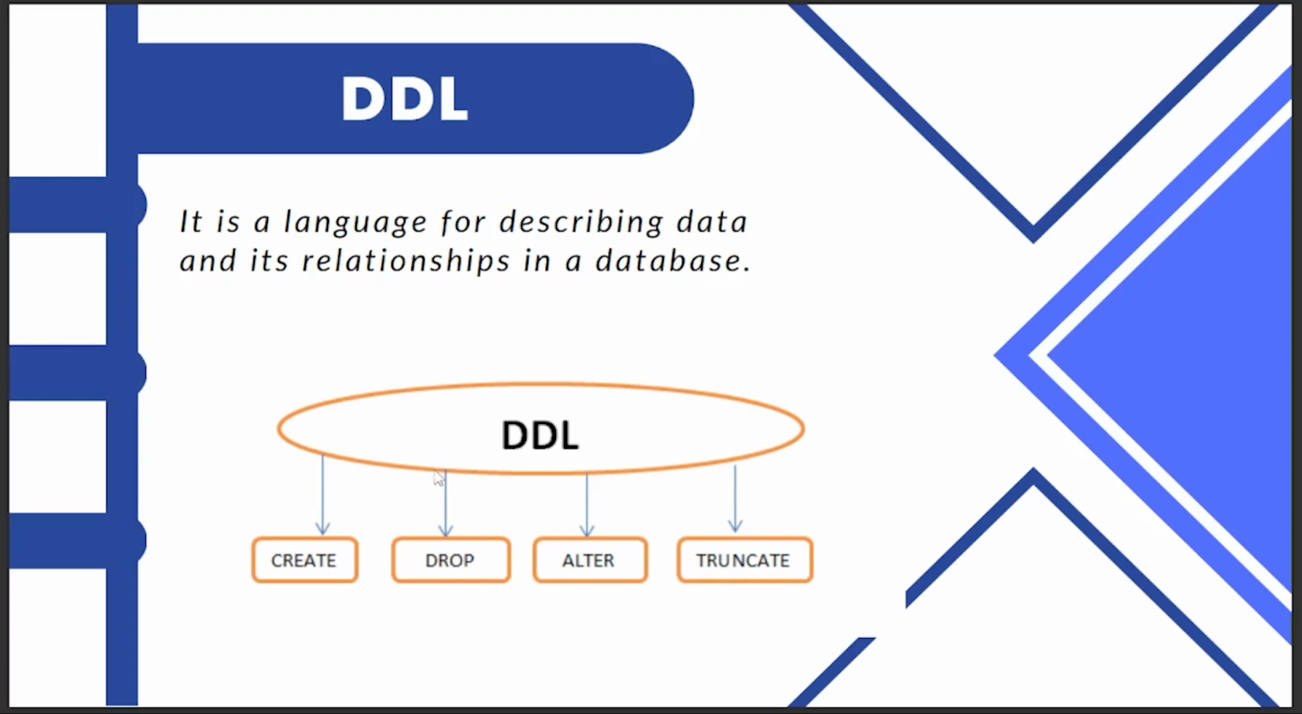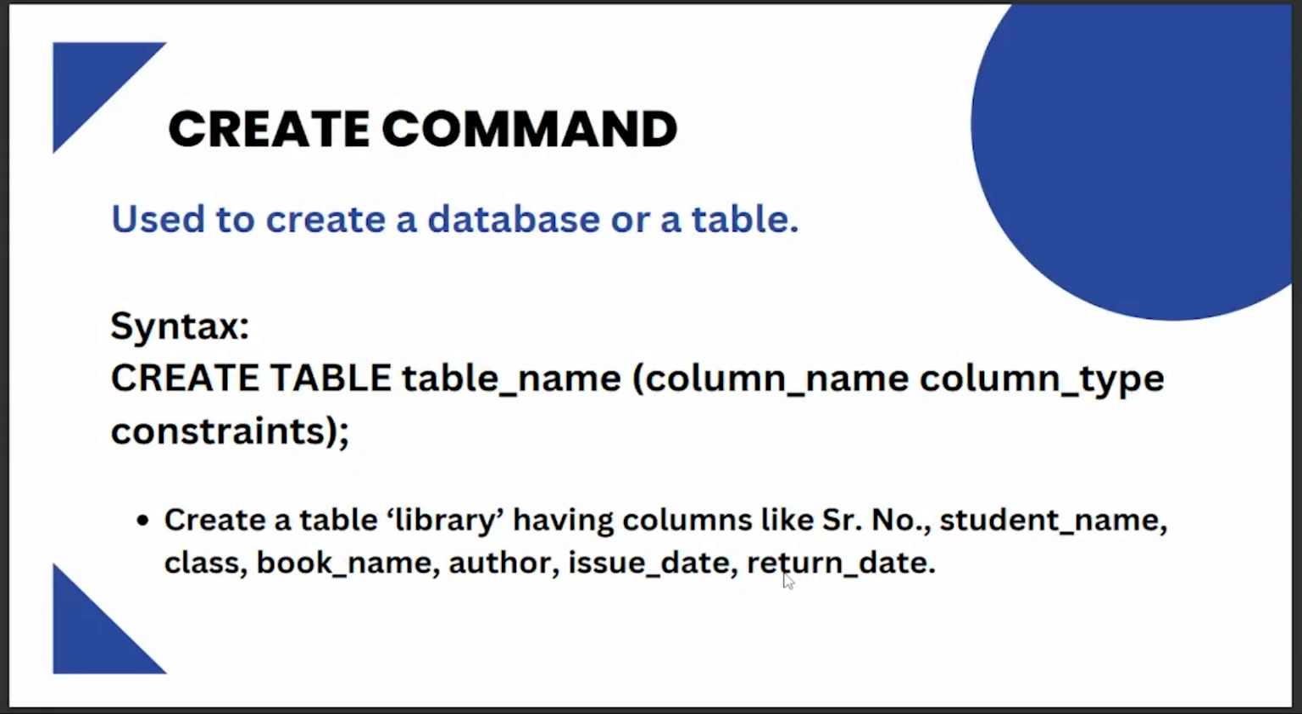So DDL has 4 basic commands: create, drop, alter, and truncate. So we're going to see all these 4 commands in detail with some example. So if you want to perform these queries along with me, then you can do so. Just open your MySQL workbench and follow what I'm doing. So the create command is used to create a database or a table. So this is the syntax: create table, table name, and then in the bracket, column name, column type, constraints, etc.